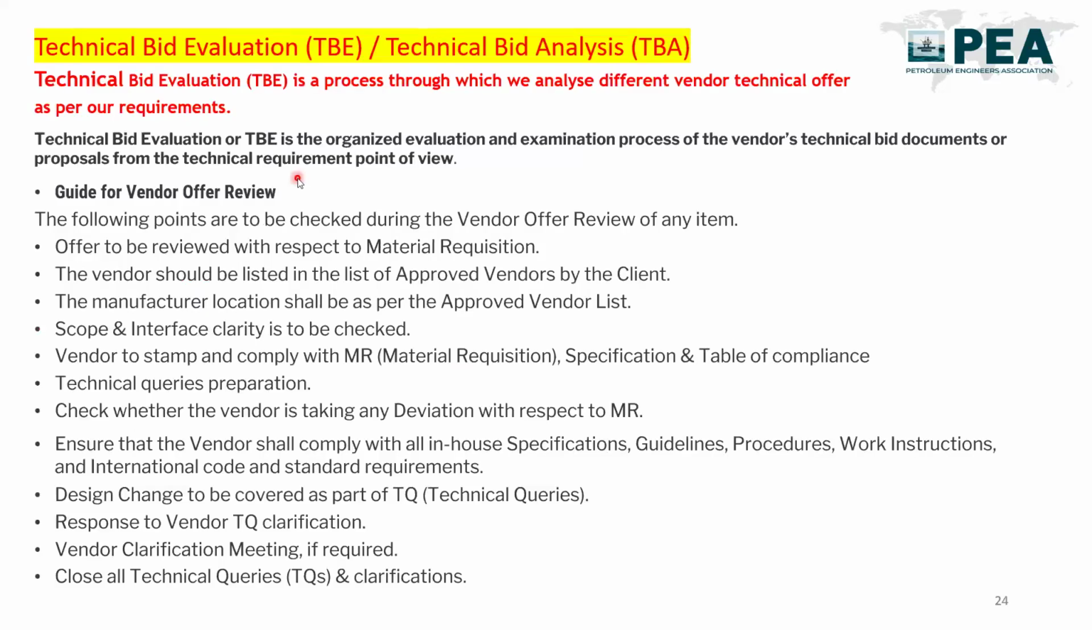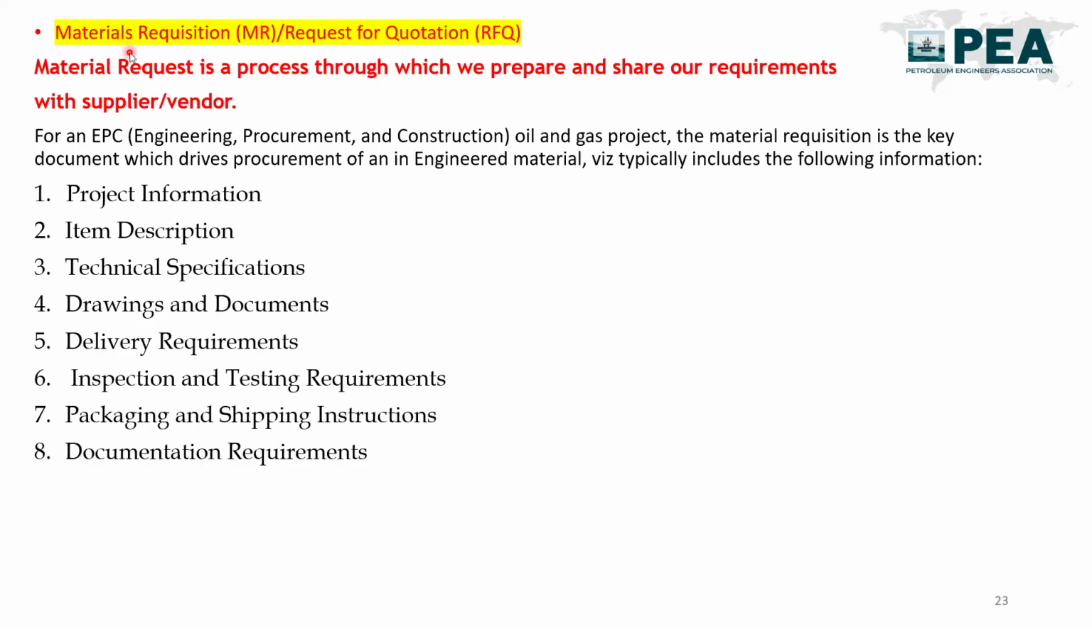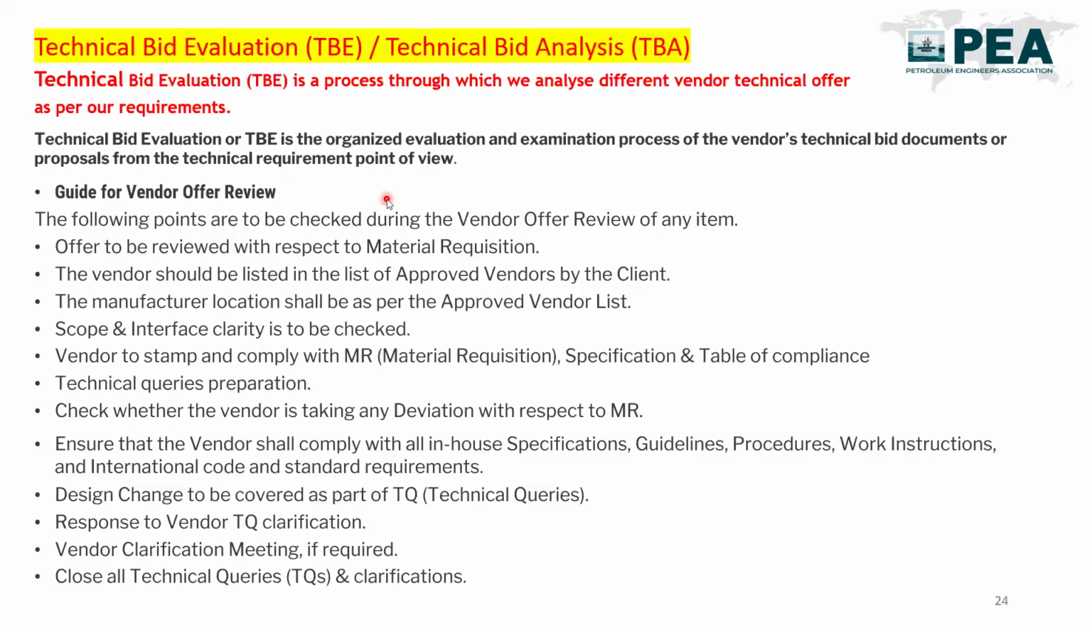So after doing this material requisition part, what will happen? This material requisition will go to the procurement team, and the procurement team will send it to different vendors or suppliers. Suppose you have one item XYZ, like an RTD, and for the RTD there are 5, 6 or 10 approved vendors. Technical bid evaluation is a process through which we analyze different vendors' technical offers as per our requirements: what the vendor is going to offer us and what our actual requirement is, and whether our requirement is going to be fulfilled by that vendor or not.